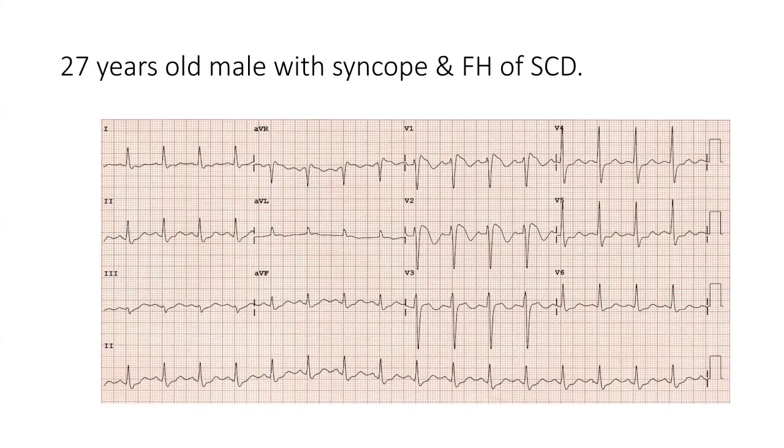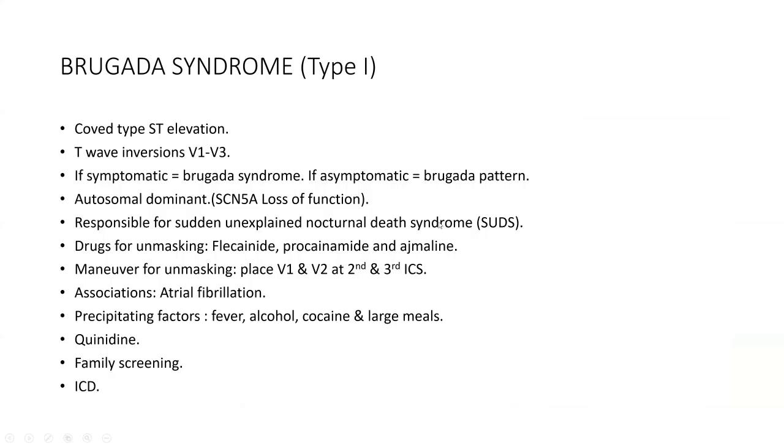Now the next ECG is from a 27-year-old male, presented with syncope, and there is a family history of sudden cardiac death in the family. So starting with the limb leads, it seems to be okay, and then we will go to the precordials. Look at V1. The T waves are inverted and there is J point or ST elevation. So this is coved type 1. So now relating with the scenario, this is clearly Brugada syndrome type 1.